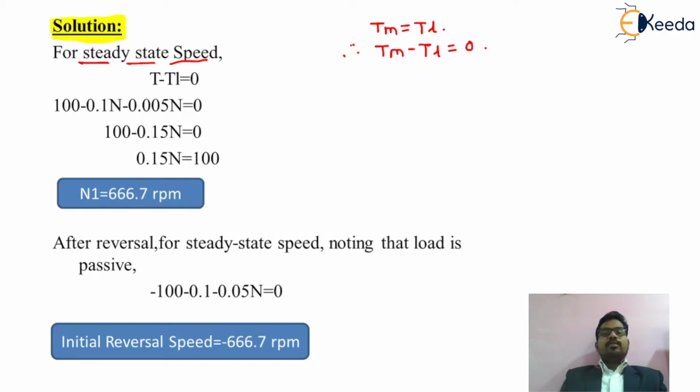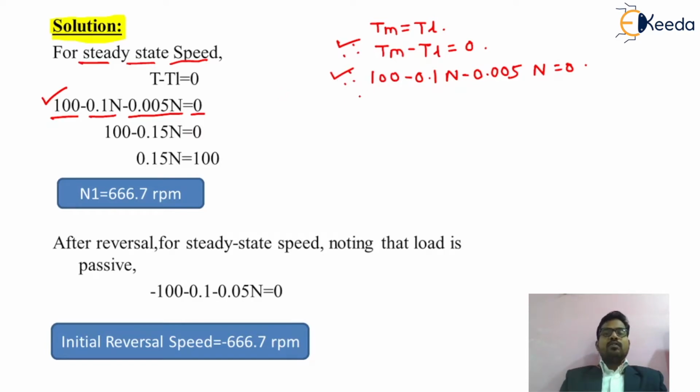In the given problem we have the value of Tm, which is 100 minus 0.1 N, where N is the speed in RPM, and the value of the load torque is 0.005 N. So the equation that we have is 100 minus 0.1 N minus 0.005 N is equal to 0. This is from the fundamental equation for the steady state speed.